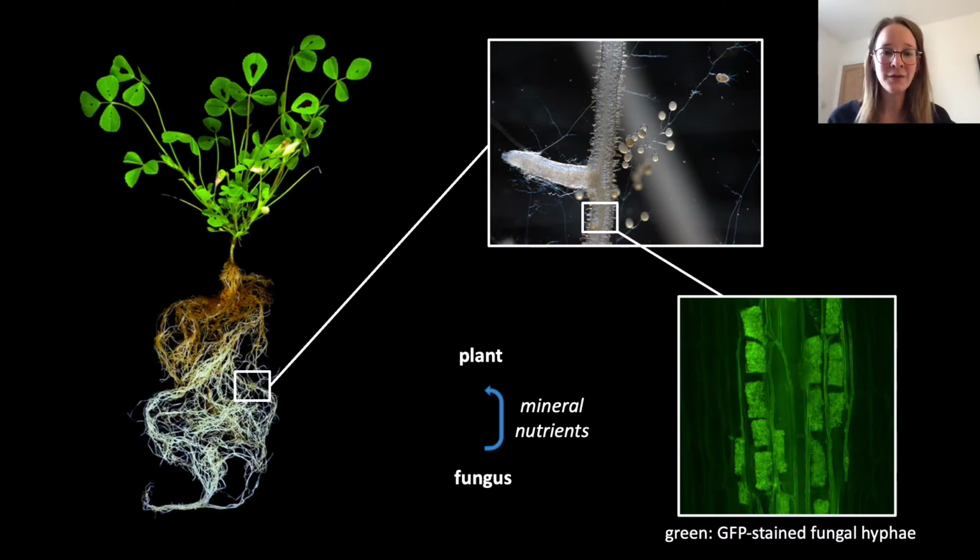Now, in return for these mineral nutrients, the plant provides the fungus with fixed carbon. The fungus, of course, cannot do photosynthesis, and so it relies entirely on the plant for fixed carbon. And in the case of arbuscular mycorrhizal fungi, that's particularly important because, as I've mentioned before, they're obligate biotrophs, so they rely completely on the plant to complete their life cycle.